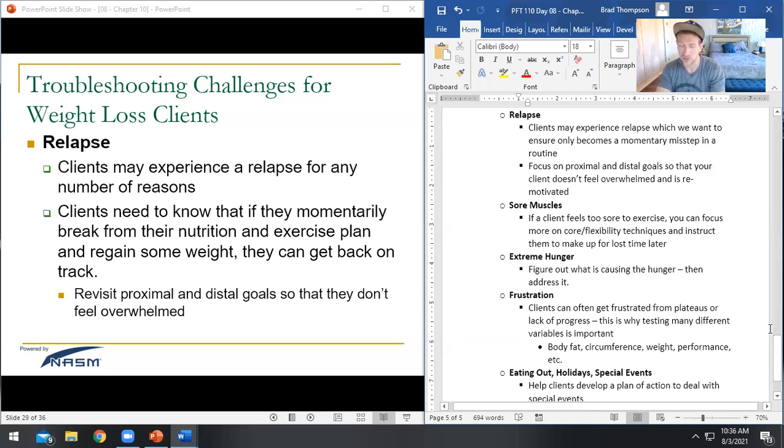We want to make sure, first things first, that your client recognizes that they've lapsed. And by the way, that's the difference between lapsing and relapsing. Lapsing is a temporary misstep. You miss a session. That's a lapse, right? You miss 2 sessions, 3 sessions, 4. That's a relapse. That's you falling back into old habits, right?